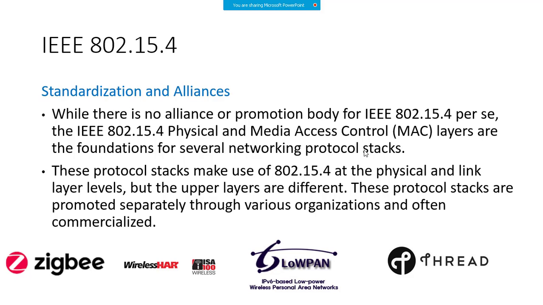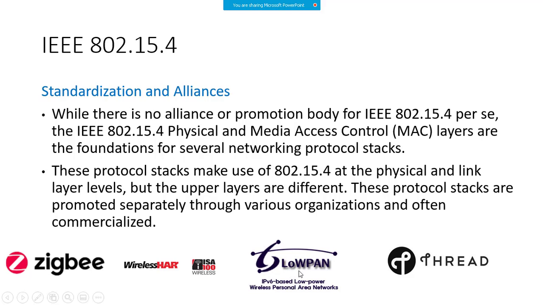We are going to discuss those. These protocol stacks make use of 802.15.4 at the physical and link levels, but the upper layers are different. For example, when we talk about Zigbee, Zigbee is using IEEE 802.15.4, and above the MAC layer it has a different protocol stack. Similarly, another example could be Thread. At the lower layers, physical and MAC, it's using IEEE 802.15.4, but at the upper layer it has a different mechanism. Similarly, 6LoWPAN.